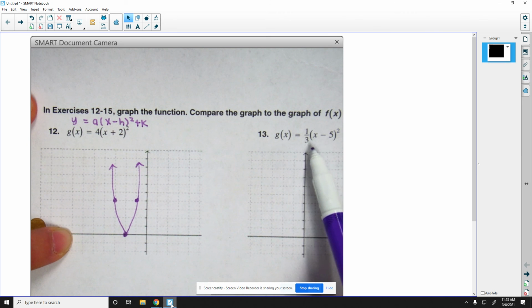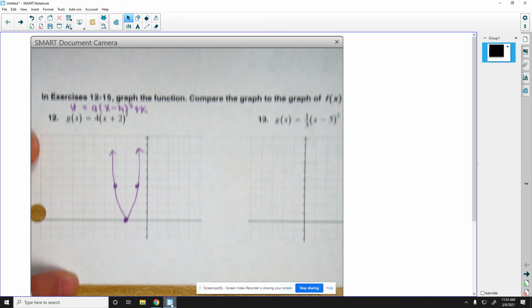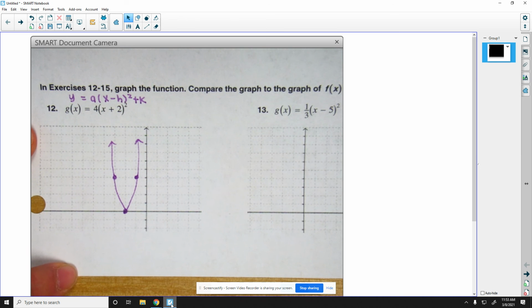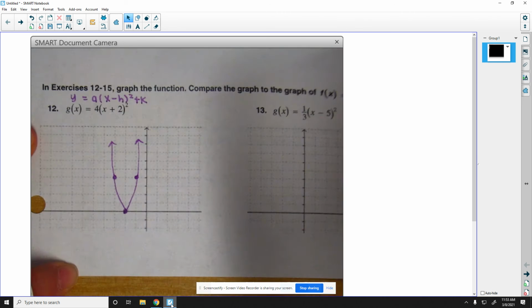Like with this one, you're going over 1, up a third of a square, over 1, up a third of a square. But you could just put it in your calculator if you're the least bit unsure and go to the table too. Yes, Andrew? No, there's no work to show for 12 through 15.